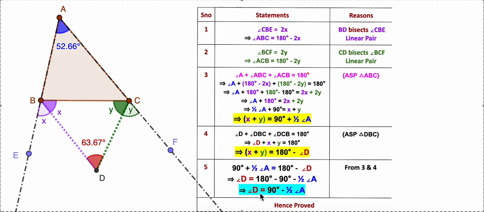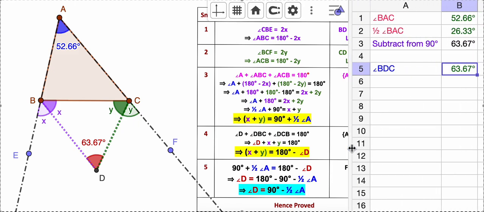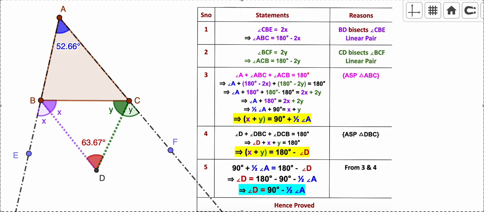So, angle D is equal to 90 minus half A, जो हमने Excel sheet में भी observe किया था. It is equal to 90 minus half A. So, angle D is equal to 90 minus half of this. That is what we observed in the Excel as well over here. I hope this helped you.